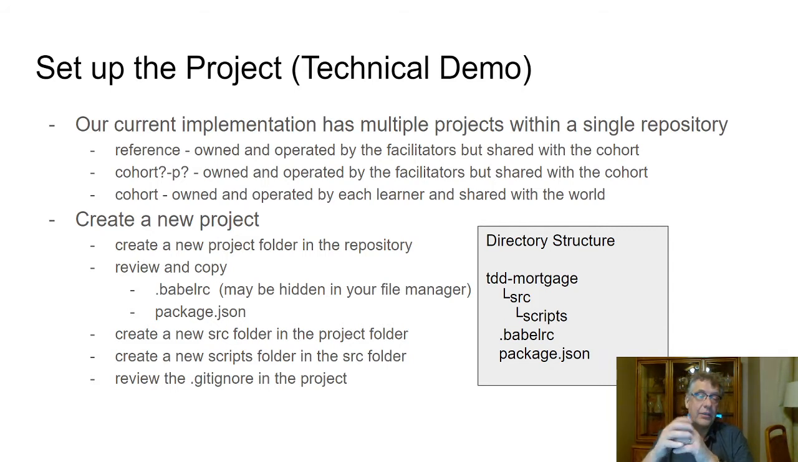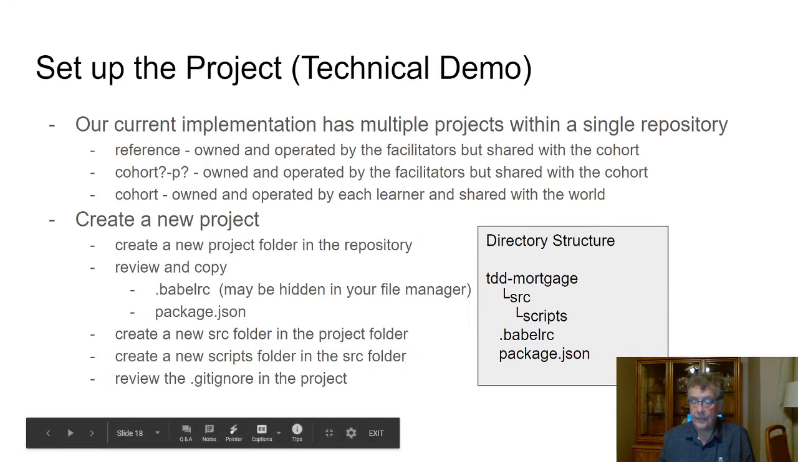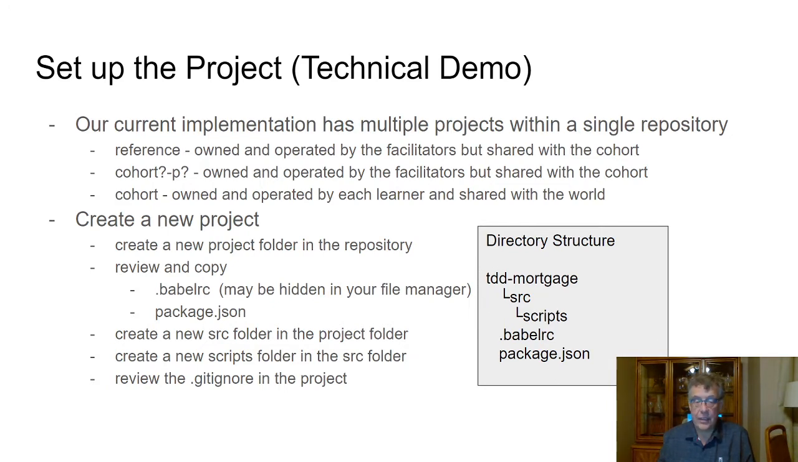We're going to copy the two files, the Babel and the package file. And then within that, we're going to create a new source folder. And within the source folder, we're going to create a scripts folder. And within that, we're going to look at the git ignore. So when we're all done, it's going to look roughly like this. Okay, so let's get started.